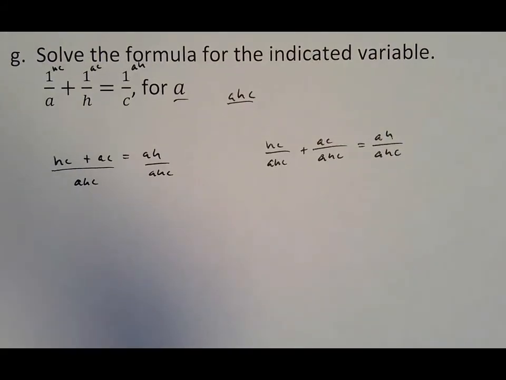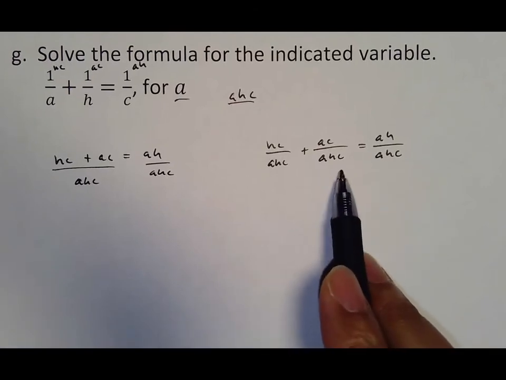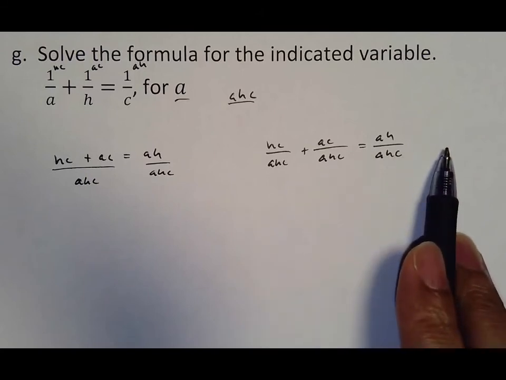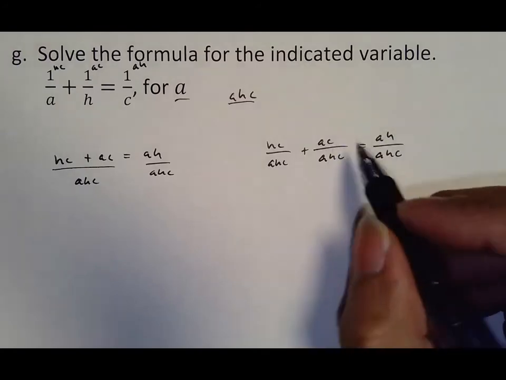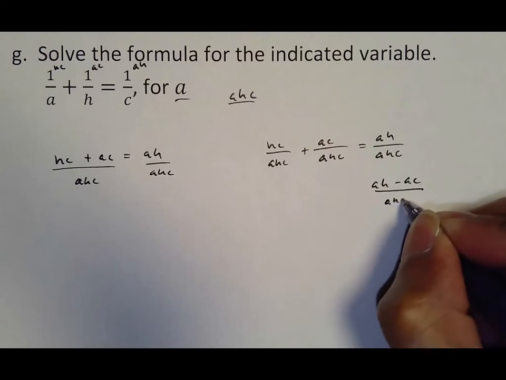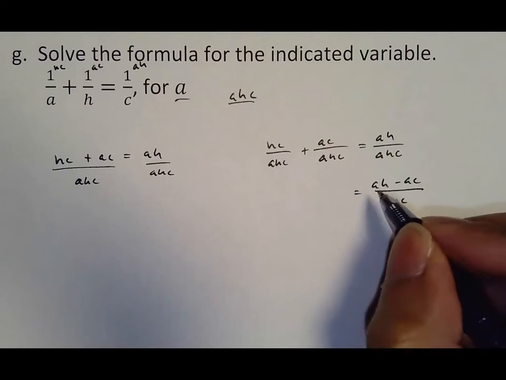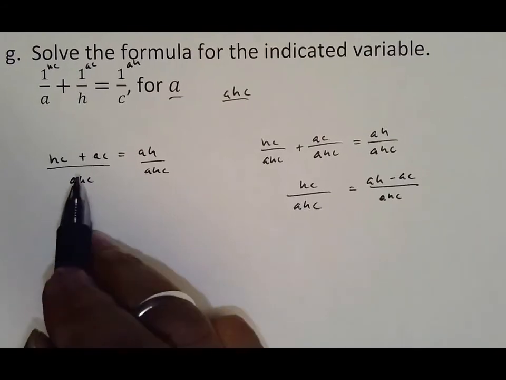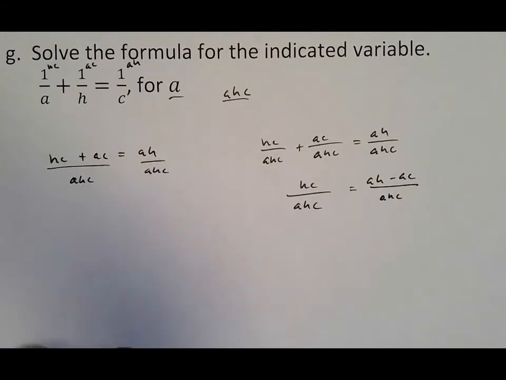And the move I'm going to make, actually, I guess I will start here because this is the legitimate setup. I'm going to move this over there. So with that said, it's going to end up being AH minus AC all over AHC equals HC over AHC, which is what I would have ended up with moving that over there anyway.